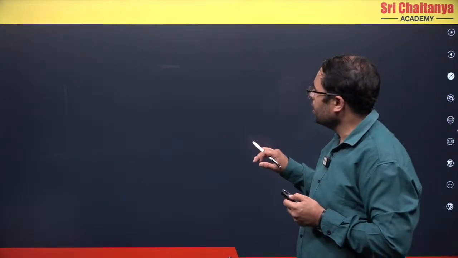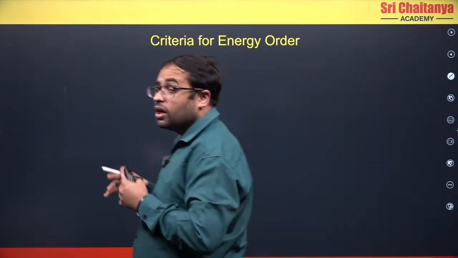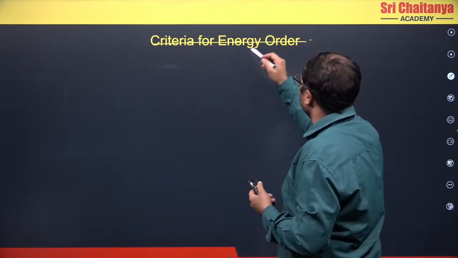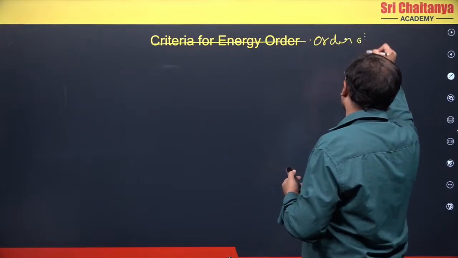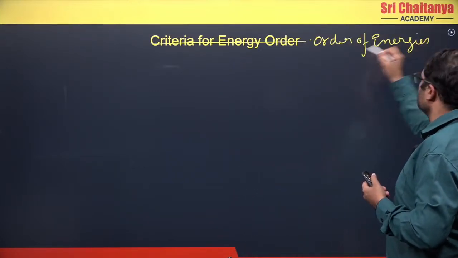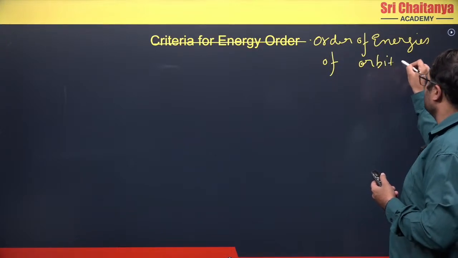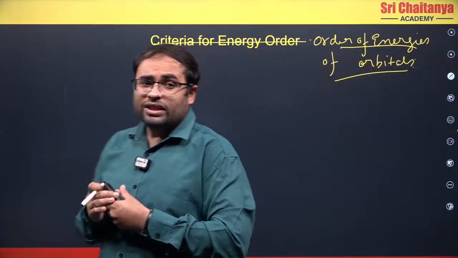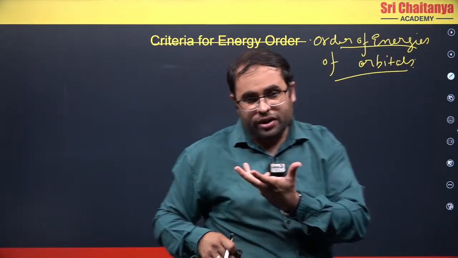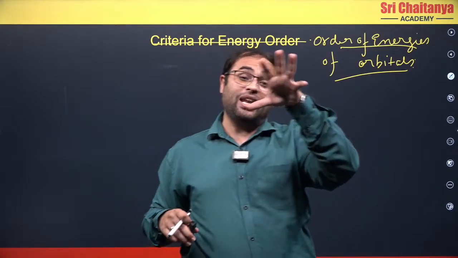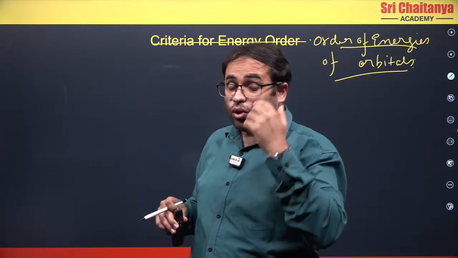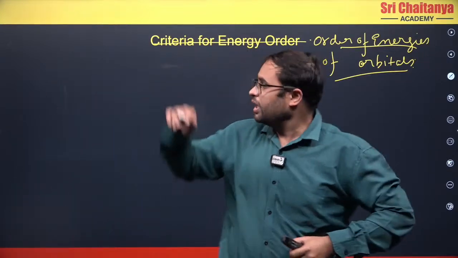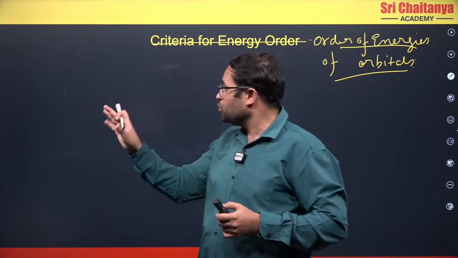Based on this, this is actually the criteria for energy. We have the order of energies of orbitals. Now, how will you get to that order? This order is mathematically calculated and also determined experimentally. So, how to keep it in memory? There is a trick for you, a diagram. Let us draw that diagram along with me in your notebooks.